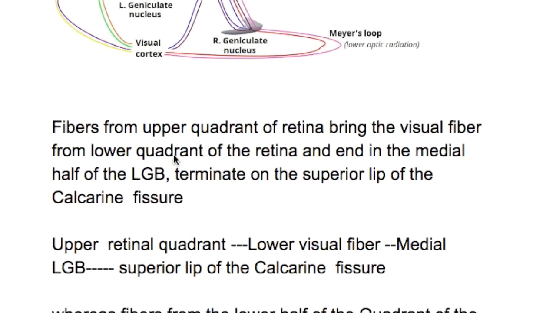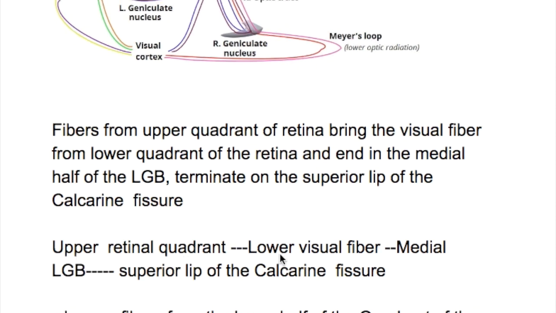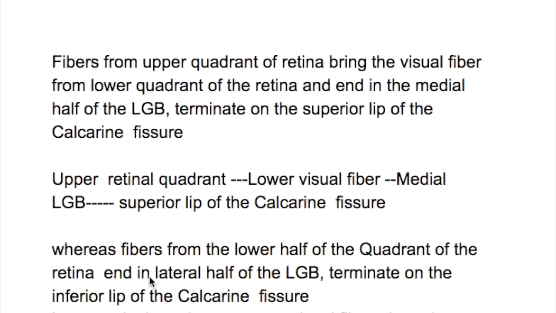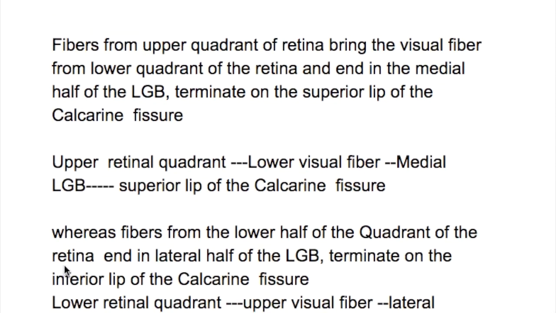The fibers from the upper quadrant of the retina bring the visual fibers from the lower visual field and end in the medial half of the lateral geniculate body, and they terminate on the superior lip of the calcarine fissure. So the upper retinal quadrant fibers bring the lower visual field, they go to the medial part of the lateral geniculate body and end up in the superior lip of the calcarine fissure in the visual cortex, whereas the fibers from the lower quadrant of the retina end in the lateral half of the lateral geniculate body and terminate in the inferior lip of the calcarine fissure in the visual cortex.